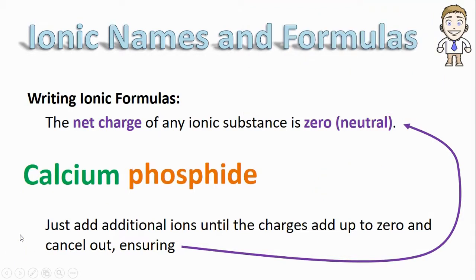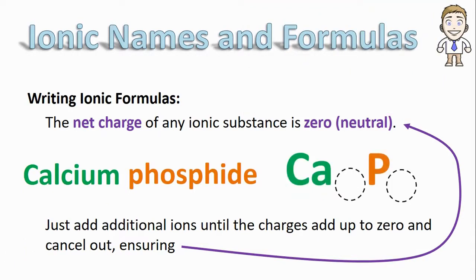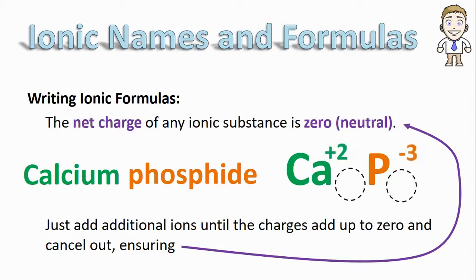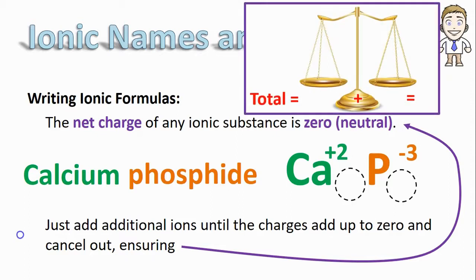And finally, let's try calcium phosphide. Symbols first, Ca and P. Charges second. Calcium is a +2, phosphide is a -3. On the scale, you should see that a +2 does not balance out a -3. You might also notice these numbers are a little bit trickier. Let's just try adding a second calcium. Now it's a +4, still doesn't balance that -3. What about a second phosphorus? Now it's a -6, which still doesn't balance out a +4.